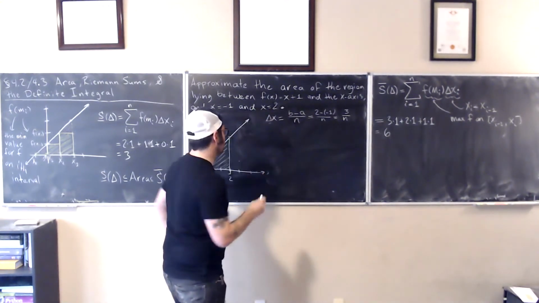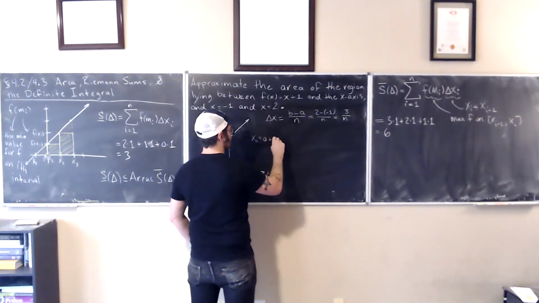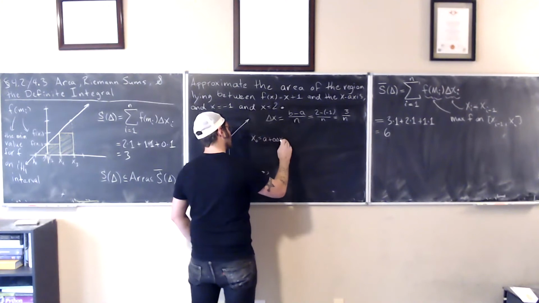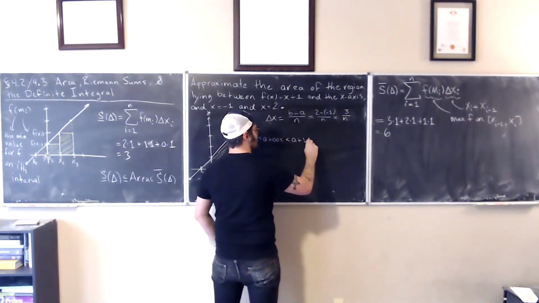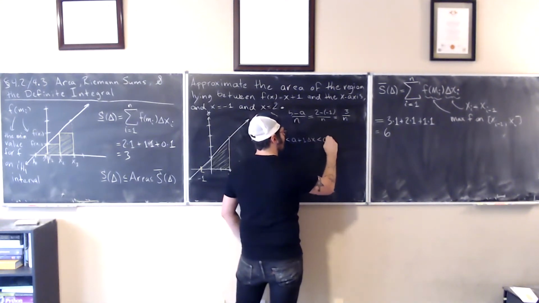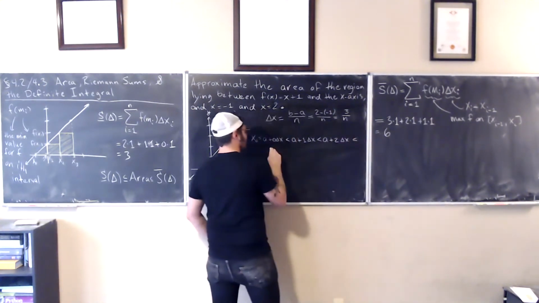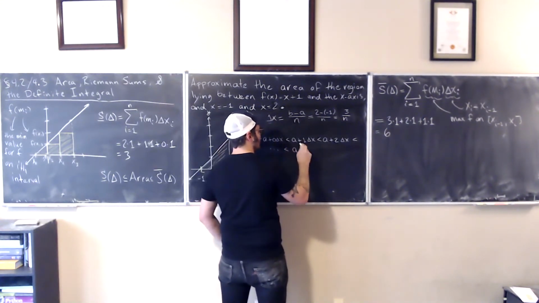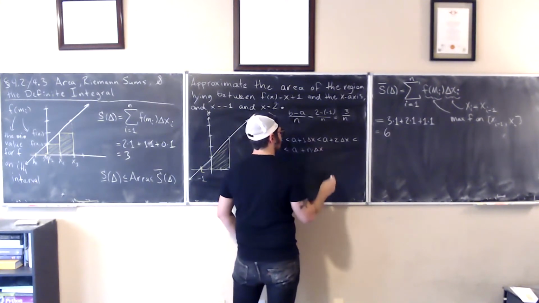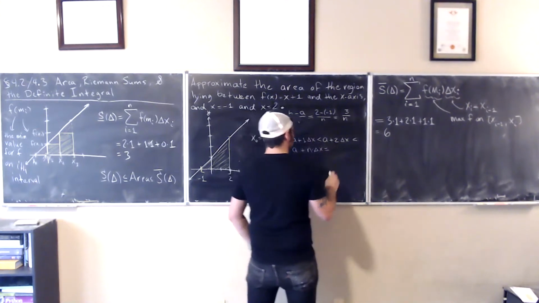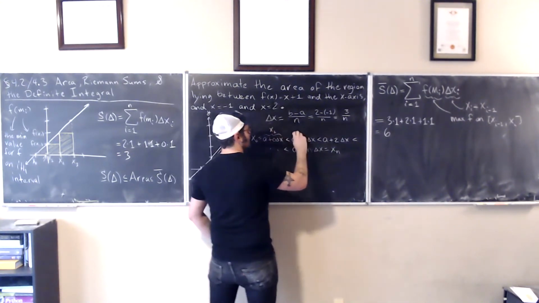So this will make sense after the fact. So I have x naught equal to a plus 0 times my change in x, which is less than a plus 1 times my change in x, which is less than a plus 2 times my change in x, which is less than dot dot dot less than a plus n times my change in x. And that's going to be equal to xn.